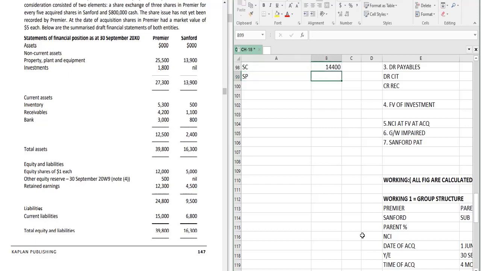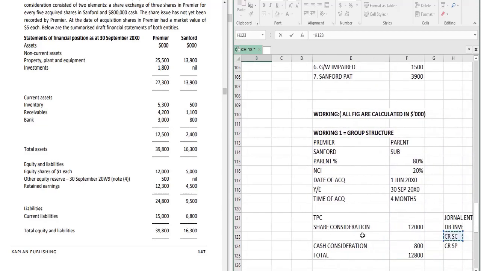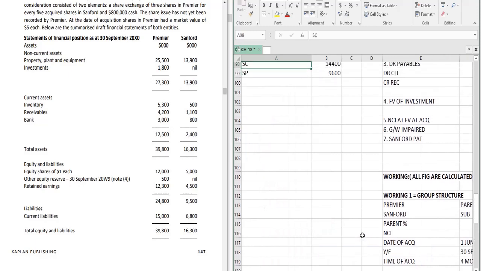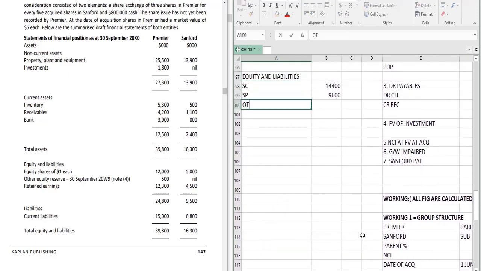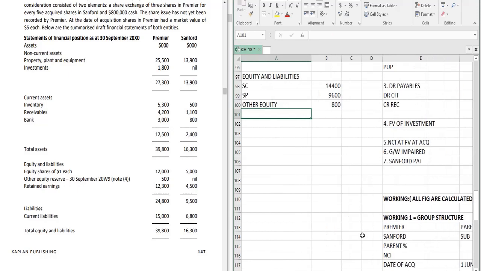Again we have a share premium in the share exchange consideration which we have calculated. Here we have share premium which is 9600. Okay, so other equity reserve, which is 500 given in the question, plus there is an indication in note 4. In note 4 we have the fair value of investment. You can see over here. Wait, I will go through this. Here we have 300. The fair value of investment has been increased by 300. We will add it.